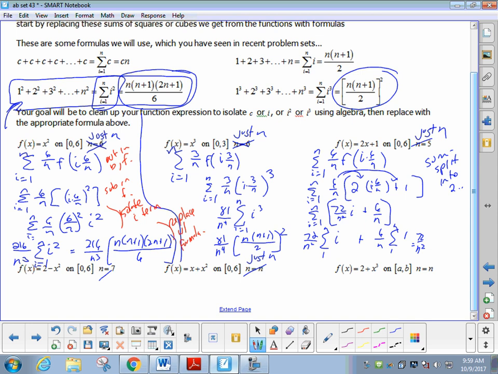Upper right, lower left, upper right. Okay, n times n plus 1 over 2, plus 6 over n times this. It's funny, but it just means add 1 plus 1 plus 1 plus 1 how many times? n times. What's 1 added to itself n times? n. 1 n times is n times 1. C n times is C times n.